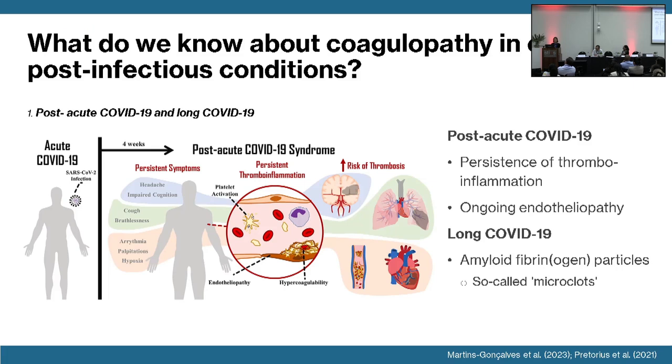So starting off with what we know about coagulopathy and other post-infectious conditions, the first one that would come to mind for most people here would be post-COVID syndromes, where an increased risk of thromboembolic disease is observed. Although the underlying mechanisms are multiple and complex, two important mechanisms of post-COVID hypercoagulability are the persistence of thromboinflammation even after resolution of disease and ongoing endotheliopathy. Changes in coagulation have also been implicated in long COVID-19, where so-called microclots made of amyloid and fibrinogen have been postulated to occur.